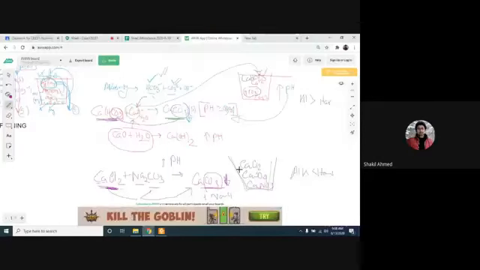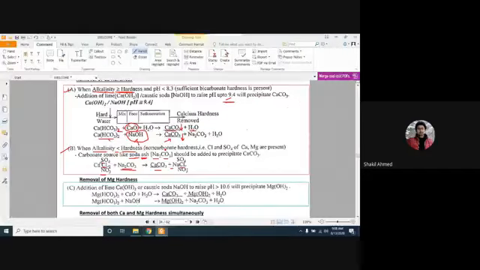If it is calcium sulfate, then it will be sodium sulfate. If it is calcium nitrate, then it will be sodium nitrate. So this has been shown to show the alternate forms like calcium sulfate, calcium chloride, or calcium nitrate. You can use any one, no problem. If you use calcium sulfate, you'll get sodium sulfate here. If you use calcium chloride, you will get sodium chloride. If you use calcium nitrate, you will get sodium nitrate.